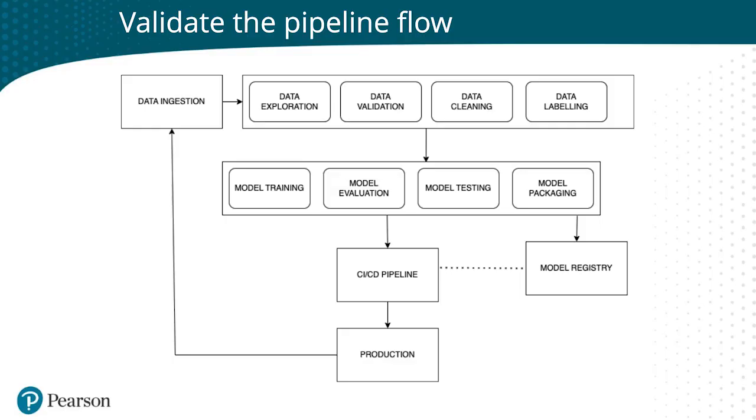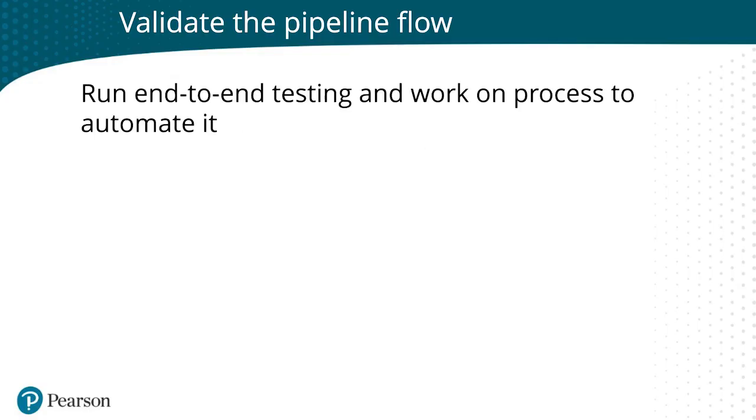So that's the overall goal with validating your pipeline, is to make sure it matches any diagram you already have, and if you don't have a diagram, to make sure that you draw one. This is a good time to run end-to-end testing and work on any processes to automate your end-to-end testing. So just see what it's like when a user interacts with an API. And you might do that with something like Selenium, or you might do it with some kind of manual testing.